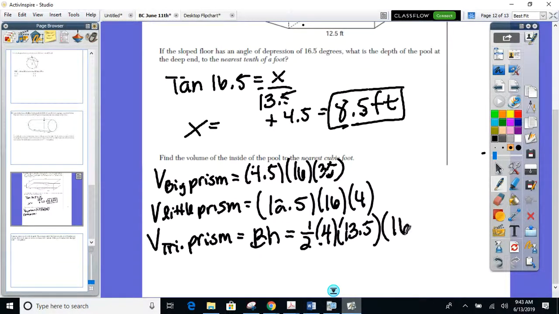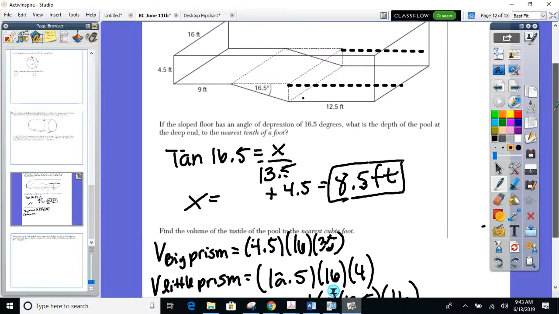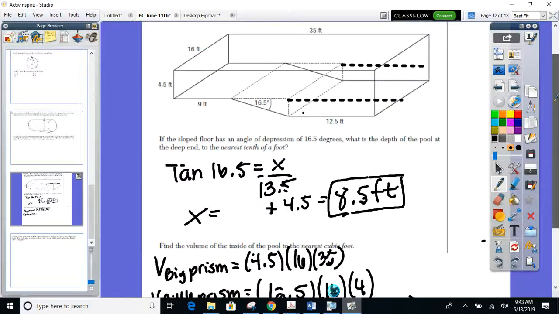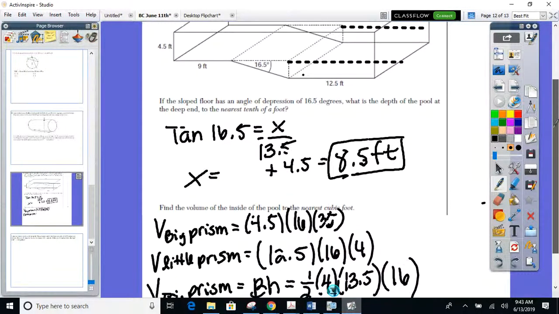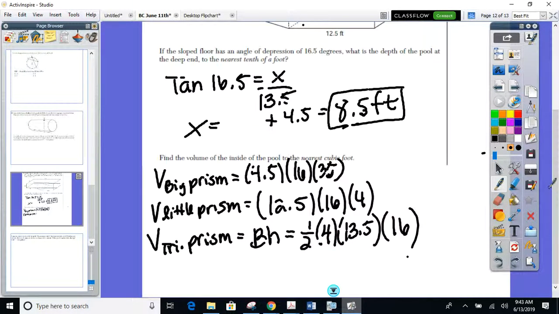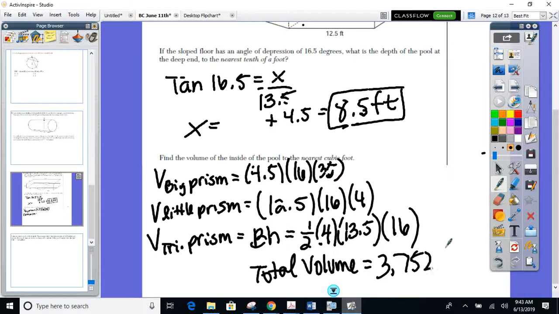And then what am I going to do with all 3 volumes? Add them up. I know, it's ridiculous. Okay, so I just cut it up into 2 rectangulars and a triangular. And then I need that answer to go to the next one. I actually have it. Never mind. 3,752 cubic feet.